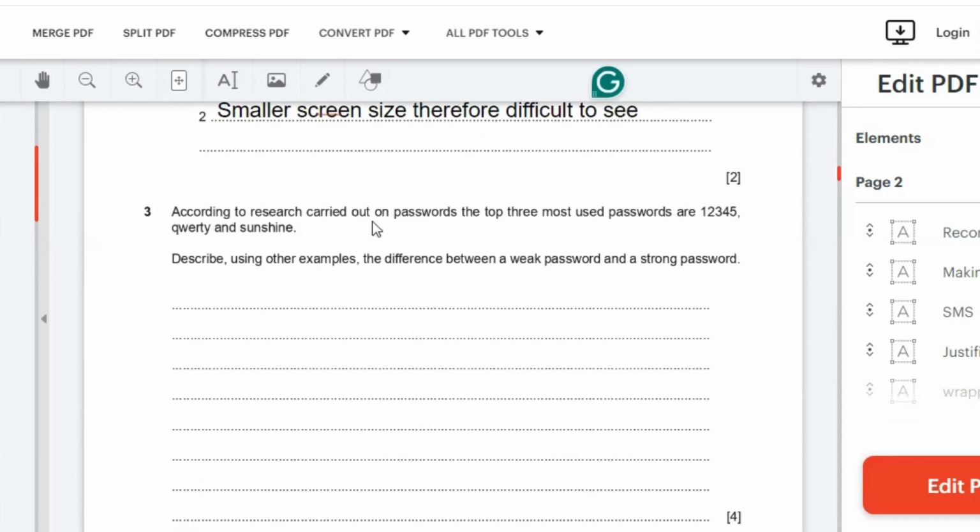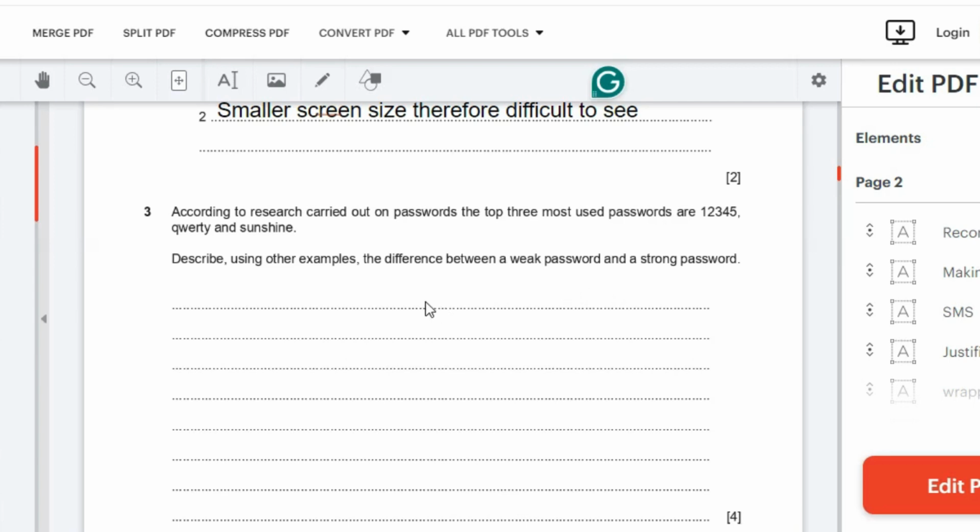According to research carried out on passwords, the top 3 most used passwords are 12345, QWERTY, and Sunshine. Describe using other examples the difference between a weak password and a strong password. So what tells us the difference between a weak password and a strong password?